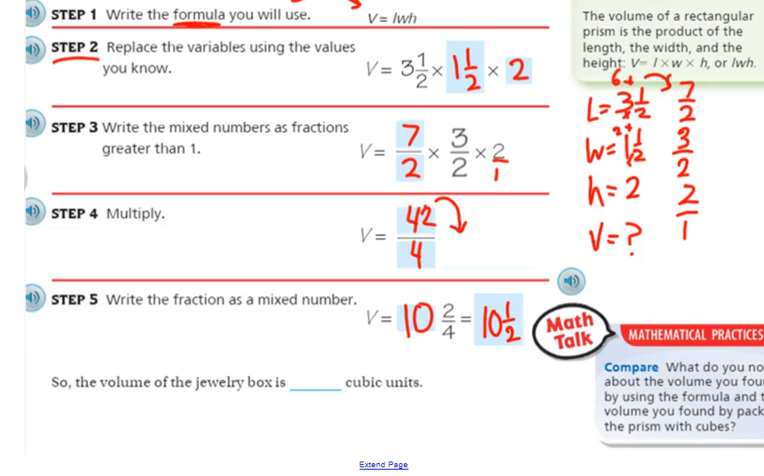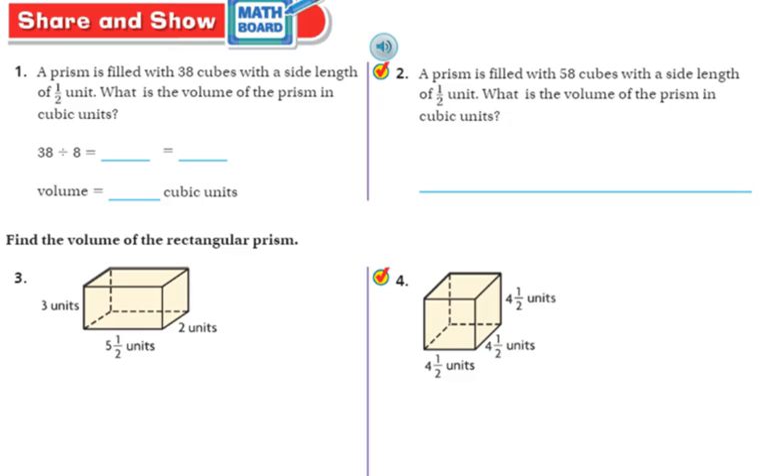Now, when you enter this into your calculator, say you just put these fractions right into your calculator. If you get the 10 and 2/4, hit your simp button, reduce it down to 10 and 1/2, or if you end up with a decimal of 10.5, you can roll with that as well. You don't have to keep it in fraction form. It means the exact same thing. So the volume of the jewelry box is 10 and 1/2 cubic units. All right, so let's go ahead and turn the page. We're going to practice a few of these together, looking at the share and show.